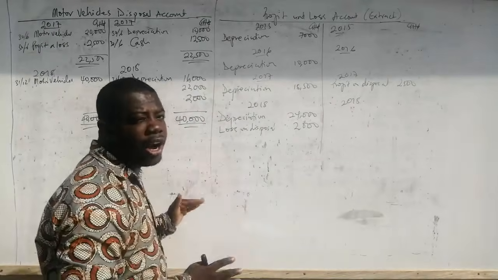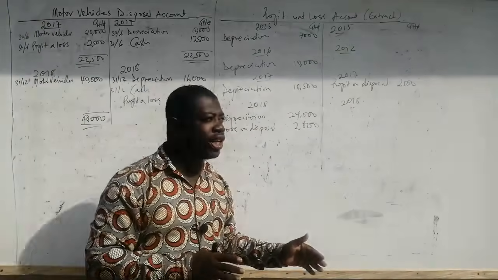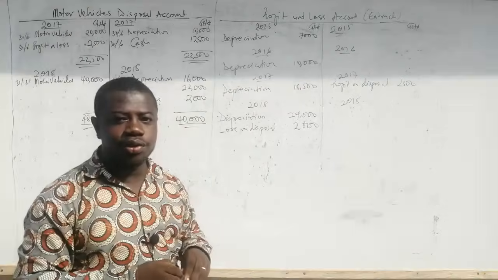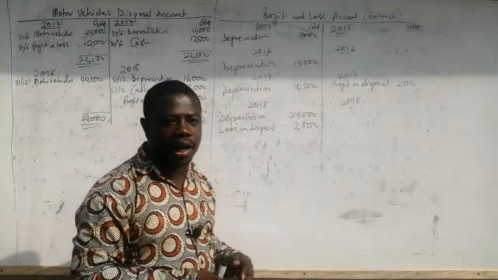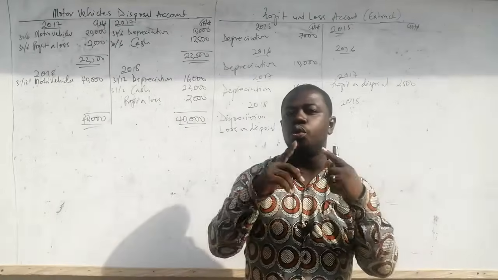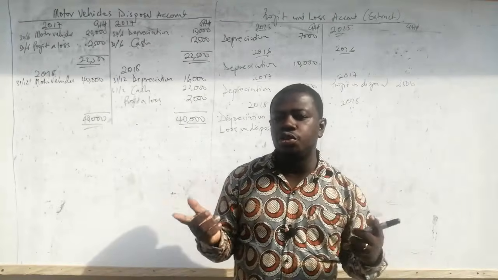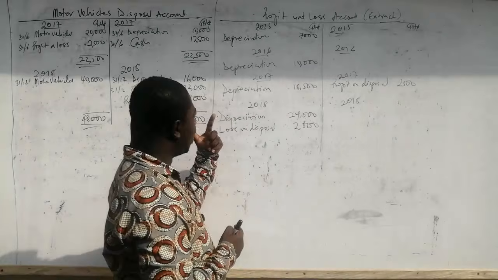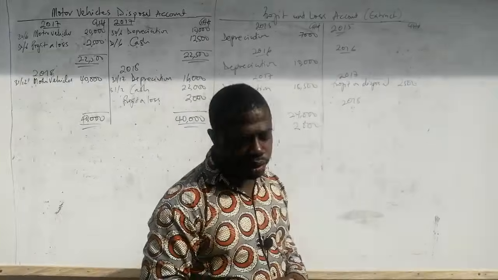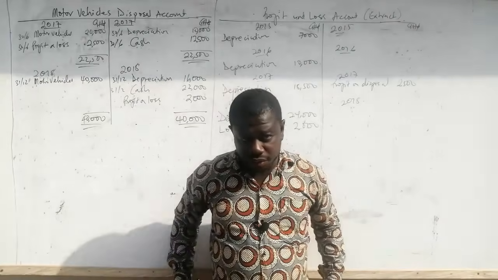If you are able to do a very proper work with your profit and loss, with your provision for depreciation account and then the vehicle disposal account, I don't see why the extract of profit and loss account should be a problem for you, because you only need to be transferring your profit and loss figures into their places where they belong. So we are done with the profit and loss account extract.